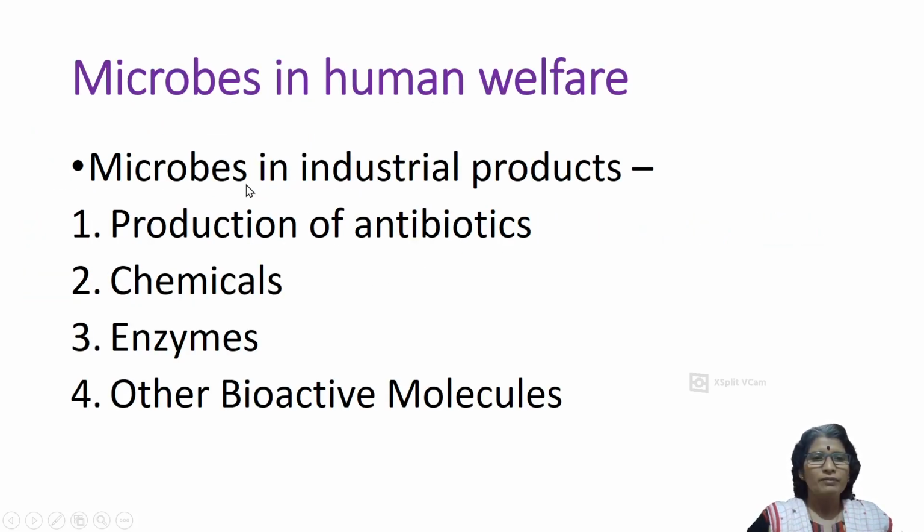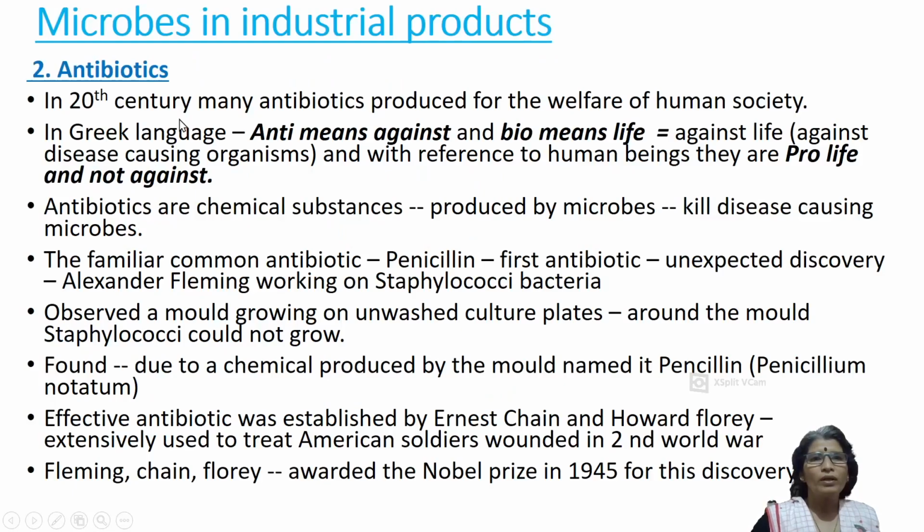In this class, we are going to learn about microbes in industrial products. Under this topic: production of antibiotics, chemicals, enzymes, and other bioactive molecules. Microorganisms are used in the production of antibiotics. In the 20th century, different types of antibiotics were produced for human health and welfare.